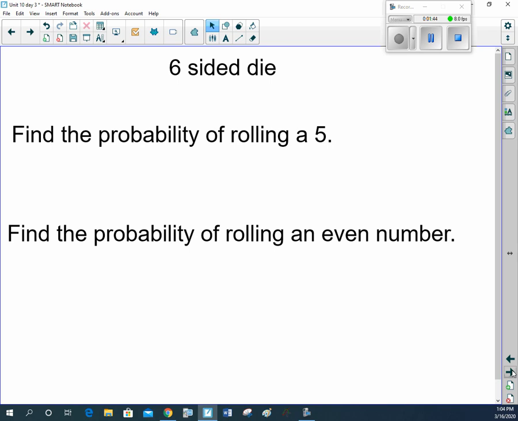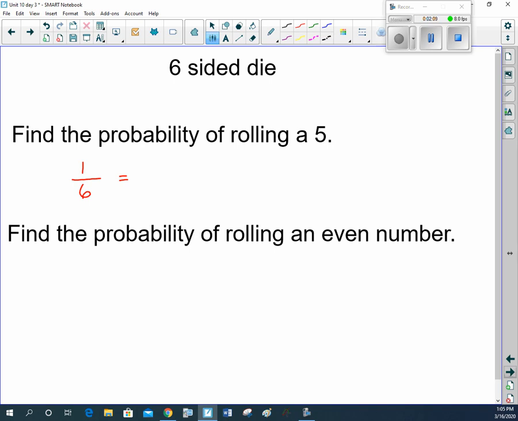So kind of like what I just said, the probability of rolling a 5. On a normal die, there are the numbers 1, 2, 3, 4, 5, and 6. So the probability of rolling a 5 would be, okay, total number of outcomes is 6 because there are 6 different numbers on the die. What do you want? You want a 5. There's one possible outcome of the 5. So it's 1/6. That's your answer.